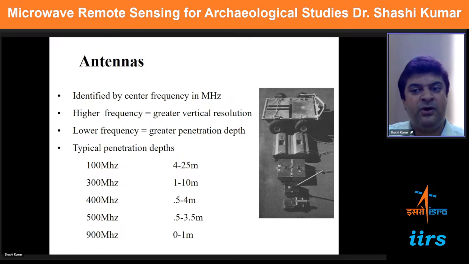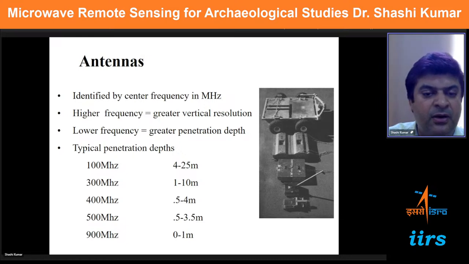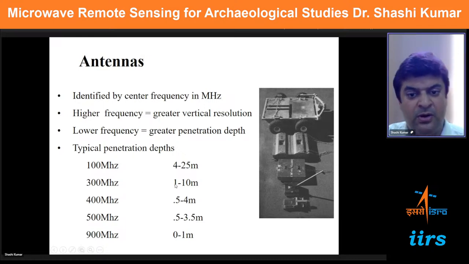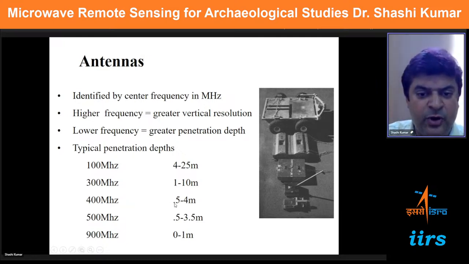Now, the penetration capability depends on several factors. But in the typical or ideal situation, 100 megahertz is going to penetrate up to 4 to 25 meters. 300 megahertz is going to penetrate up to 1 to 10 meters. 400 megahertz is going to penetrate 0.5 to 4 meters. 500 megahertz, 0.5 to 3.5 meters. 900 megahertz is going to penetrate up to 0 to 1 meter.